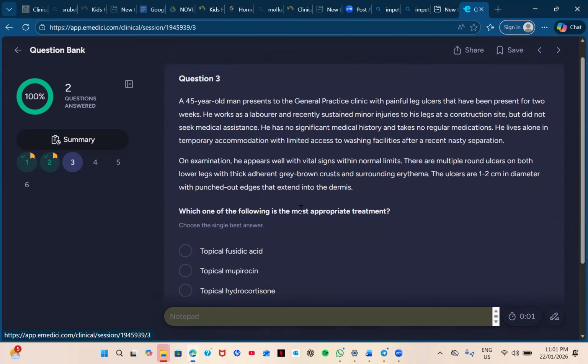A 45-year-old man presents to the GP clinic with painful leg ulcers that have been present for 2 weeks. He works as a laborer and recently sustained a minor injury to his leg at a construction site, but did not seek medical assistance. He has no significant medical history and takes no regular medications. He lives alone in temporary accommodation with limited access to washing facilities after a recent nasty separation. On examination, he appears well with vital signs within normal limits. There are multiple round ulcers on both lower legs with thick adherent gray-brown crust and surrounding erythema. The ulcers are 1 to 2 centimeters in diameter with punched-out edges and extend into the dermis. So what is this?